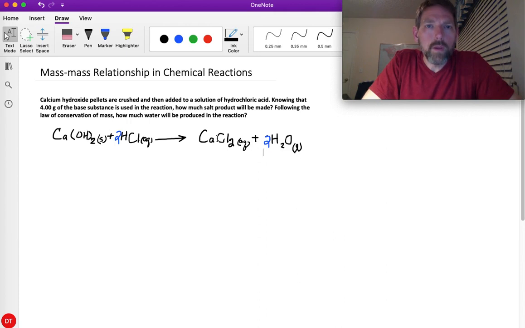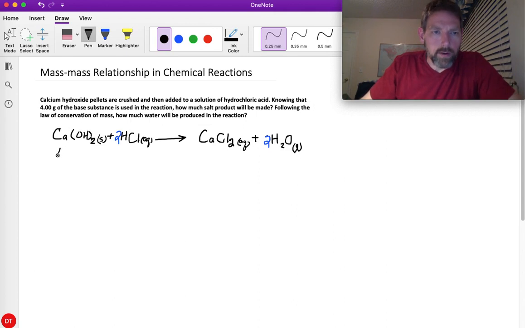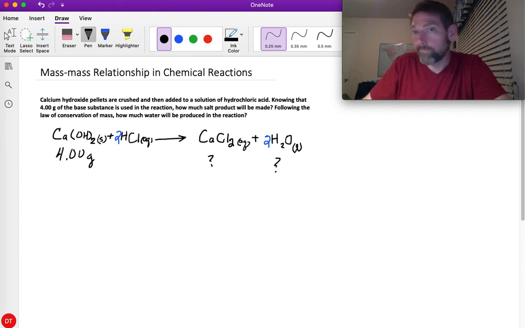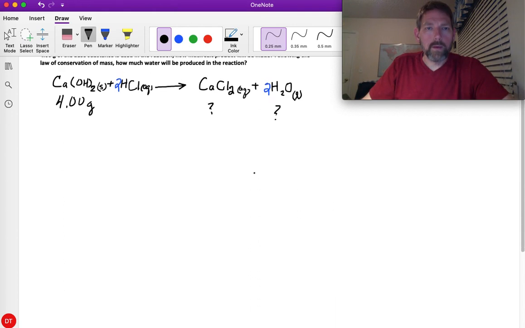All right. Okay, so now this problem says we got 4 grams of the base substance. All right, so that means we've got 4 grams of the base substance. How much salt will be made? So then we have another thing here. It says, following the law of conservation of mass, how much water will we be producing in the reaction? So obviously, we're also going to need a question mark here as well.